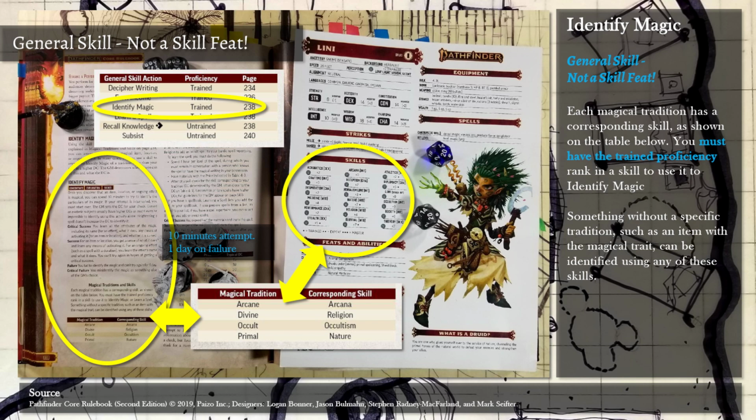Now, if you're at least trained, I mean, you're a level 1 druid, for example, you're going to be trained in nature, if I'm not mistaken, and you're going to get a chance to roll. And you'll be sure to add your proficiency bonus and all the other things that we saw on the previous page for the skill modifier.